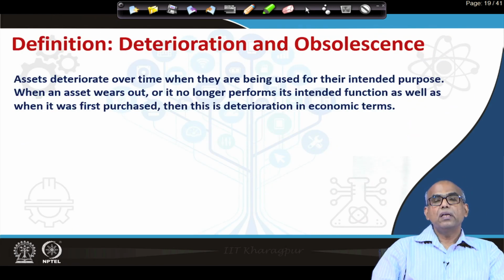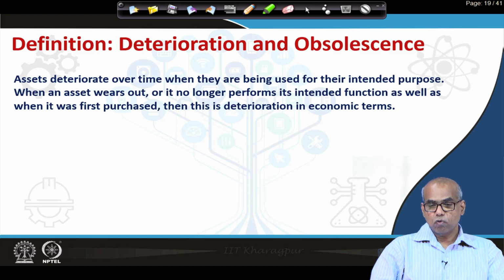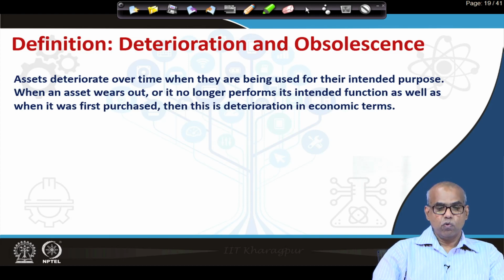Now, let us define certain terms: deterioration and obsolescence. Assets deteriorate over time when they are being used for their intended purpose. When an asset wears out or no longer performs its intended function as well as when it was first purchased, then this is deterioration in economic terms.